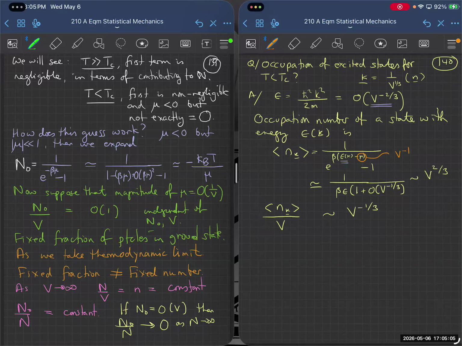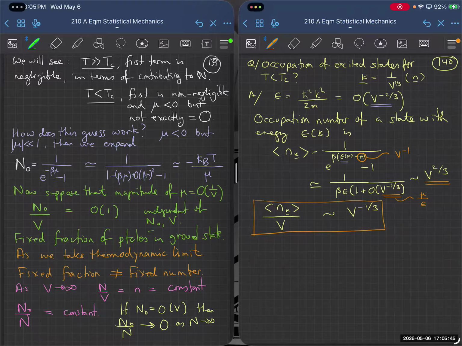Because I'm looking at the excited states for T less than Tc, the term epsilon goes as V to the 2/3 and the term goes as V to the minus 1. So I can take out the epsilon. This term over here, V to the minus 1/3, is basically mu over epsilon. Since mu goes as V to the minus 1 and epsilon goes as V to the minus 2/3, that's V to the minus 1/3. And so the expectation of n_k scales as V to the 2/3, and therefore the whole thing scales as V to the minus 1/3.